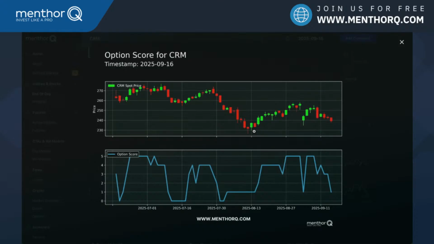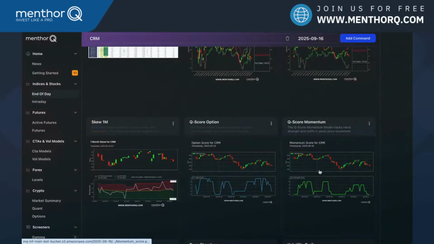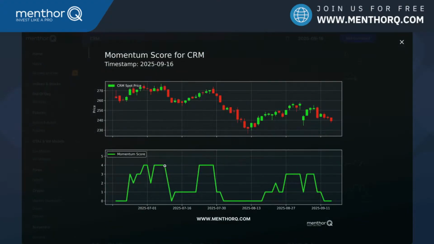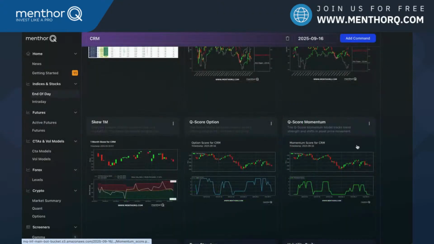So again, all these moves could have been leveraged by using the option score and the other scores that we provide. And again, very, very easy. Look at this momentum score, goes negative, start of a bearish trend, goes negative, start of a bearish trend. So this data, very, very predictive.